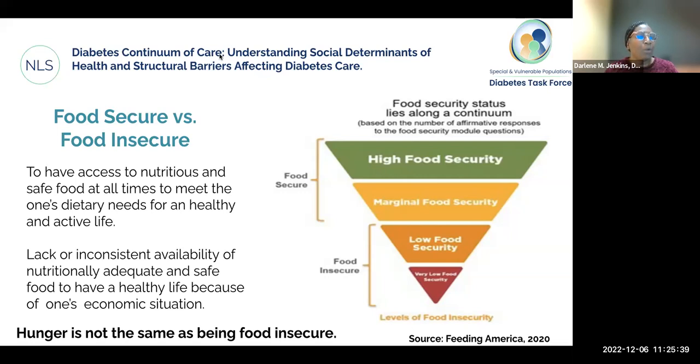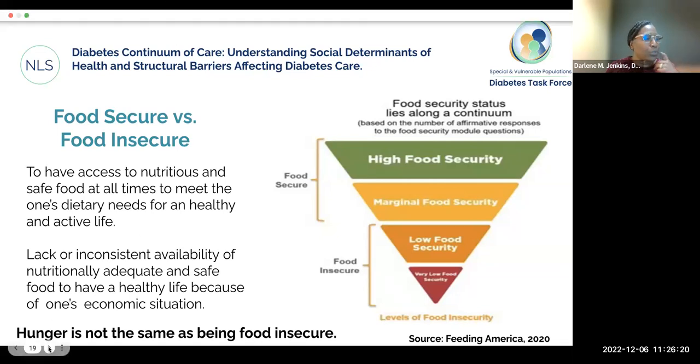But as you move down the pyramid, you can see where you have low food security. That means you have a higher rate of being food insecure. And when you have very low food security, then you have a high incidence of being food insecure. So I want to make sure we understand the relationship. The correlation is an inverse correlation between having food insecurity and having access to healthy food, or being food secure.